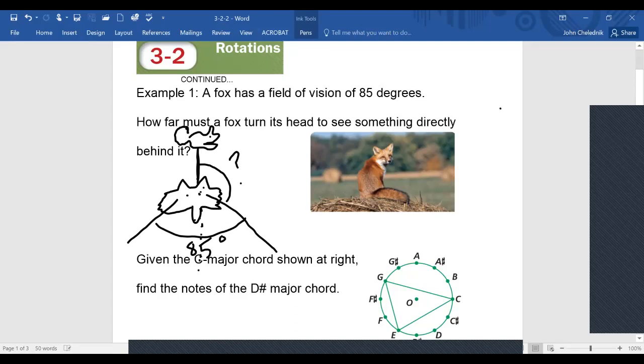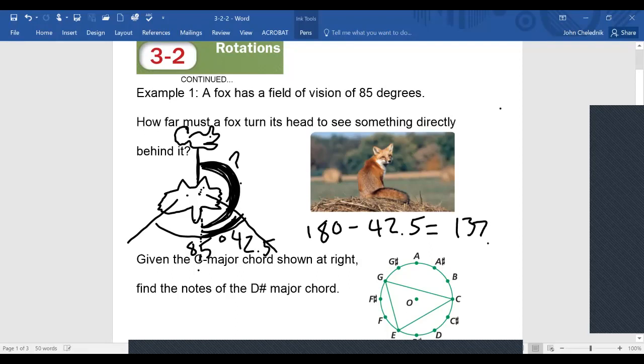Well, let's just think about this. Straight forward to here, this right here, that would be half of 85 degrees. Half of 85 is 42.5. Now from here to here is 180 because that's a straight line. That means that this distance must be 180 minus 42.5. And therefore, the fox will have to turn its head 137.5 degrees, just like it is in that picture, in order to see that little bunny rabbit, okay? That's a beautiful fox, by the way, wow.